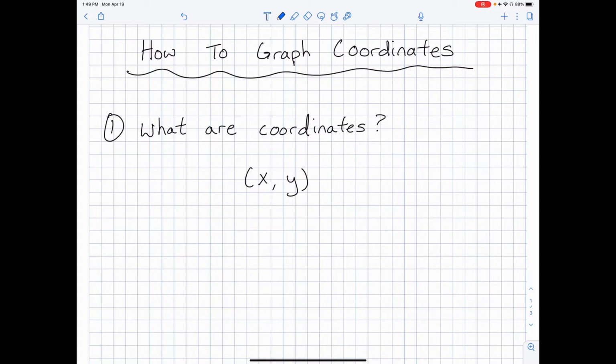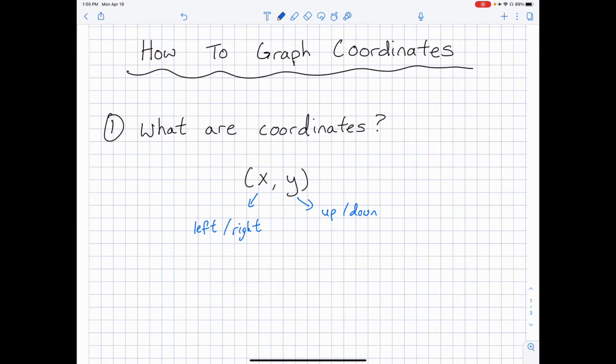Always go in alphabetical order, so X, then Y. So X is in charge of going left and right. Let's write that down. X goes left or right, depending on what the number will be. And Y basically goes up or down. So in this scenario, if X was positive, we would be going right. And if X was negative, we would be going left. Similarly, if Y was going to be a positive number, then we go up, and if Y is a negative number, then we go down.